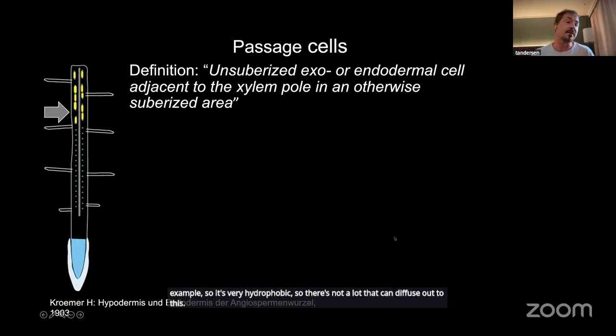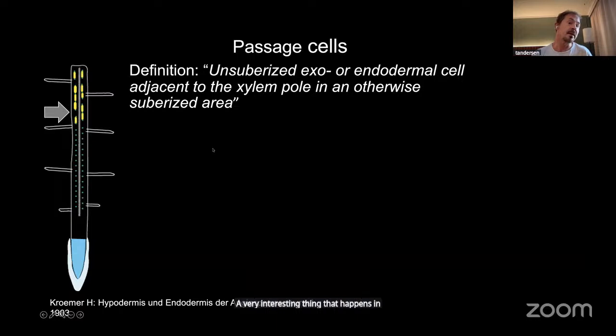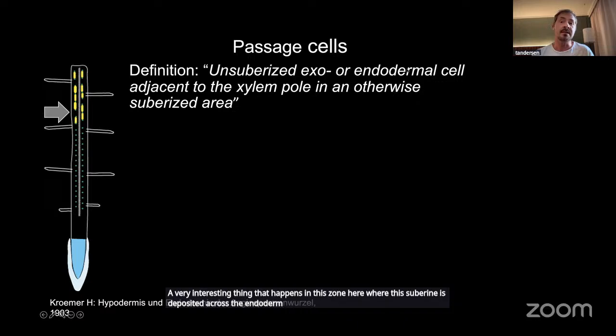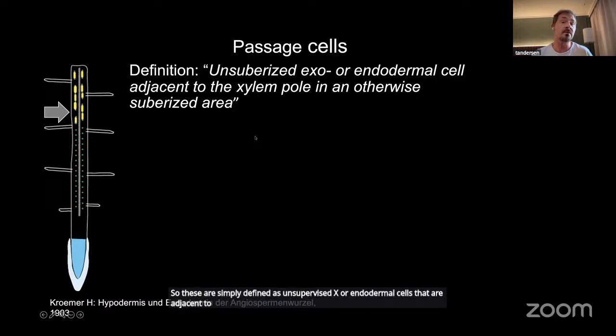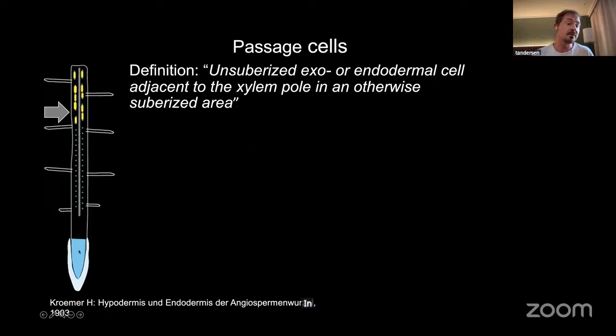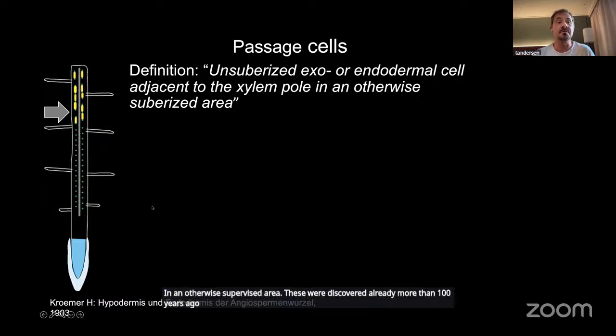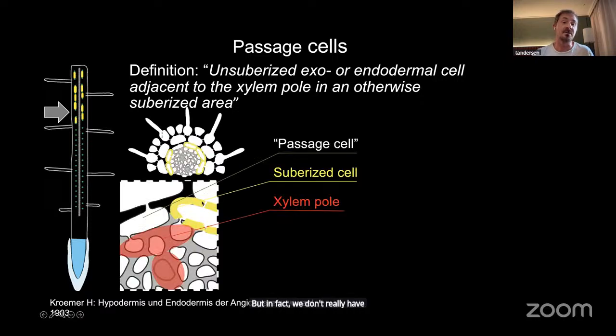A very interesting thing that happens in this zone, where this suberin is deposited across the endodermal cells, is that some cells are not depositing the suberin, and these are called passage cells. These are simply defined as unsuberized endodermal cells that are adjacent to the xylem pole in an otherwise suberized area. These were discovered more than 100 years ago to exist across multiple species of plants. But in fact, we don't really know what they do so far.